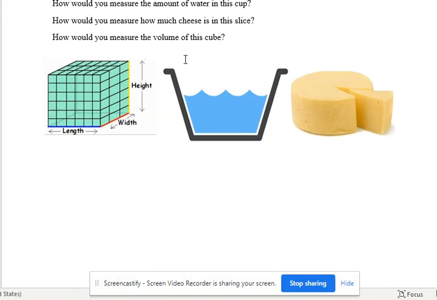How would you measure the volume of this cube? Well, obviously, you could count all the different squares. That would be the longest way to do it. But like our rectangular prism states, you can do length times width times height.